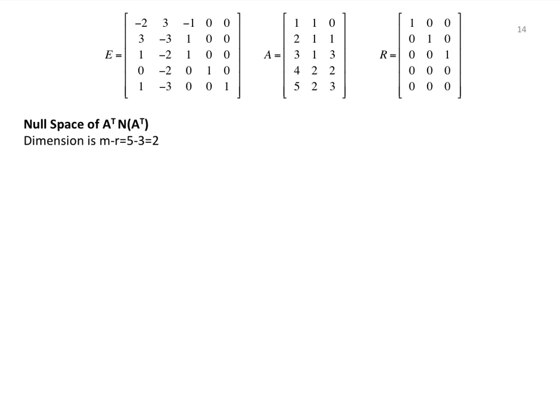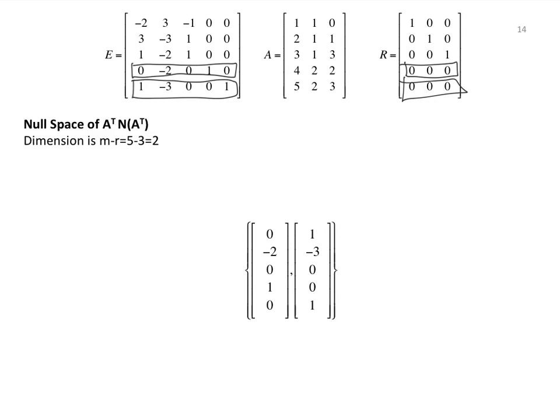The process is we find the 0 rows in R, and the corresponding rows of E form the basis for the null space of A transpose. So quick and easy. We have them sitting right in front of us. We don't have to go through any extra parameterizations to find it. The parameterized solution is just sitting there, and that forms a lovely basis for the null space of A transpose.